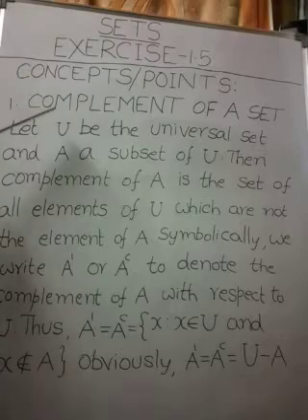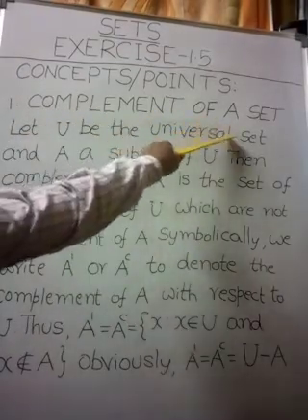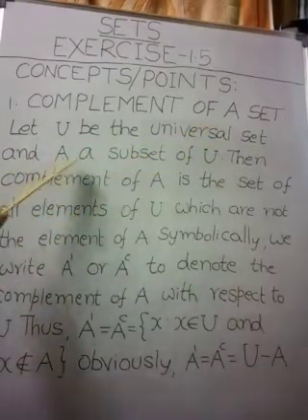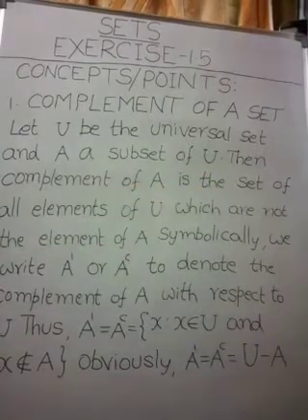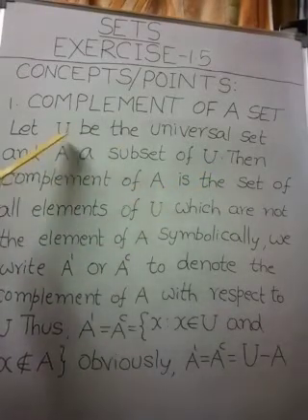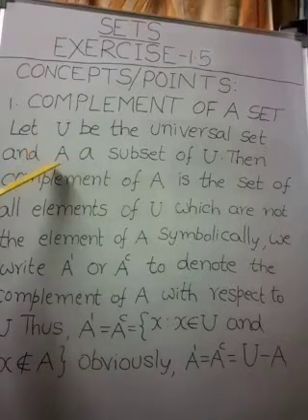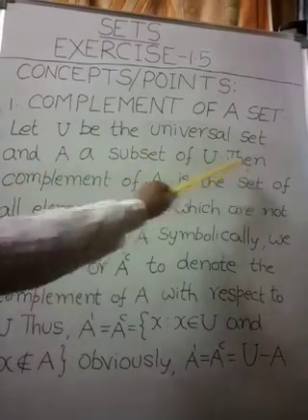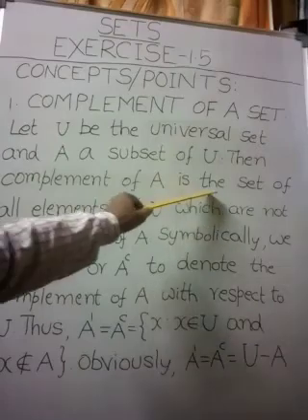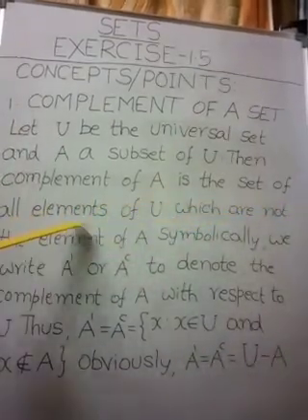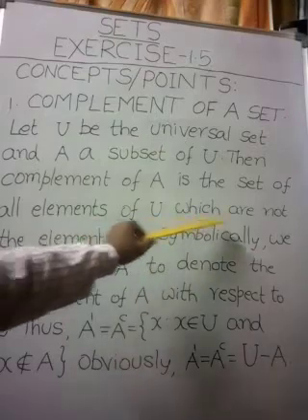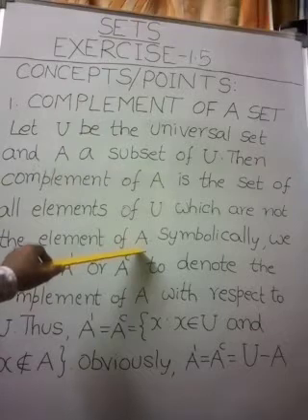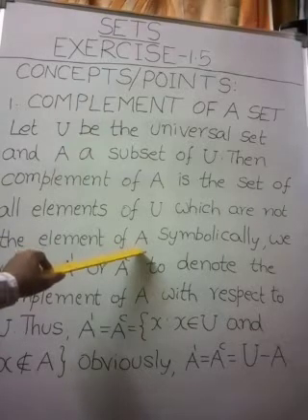Now come to the definition of complement of a set. Let U be the universal set and A a subset of the universal set. We have taken capital letter U as a universal set and A is a subset of the universal set. Then the complement of A is the set of all elements of the universal set which are not elements of A. This is the definition of complement of set A.